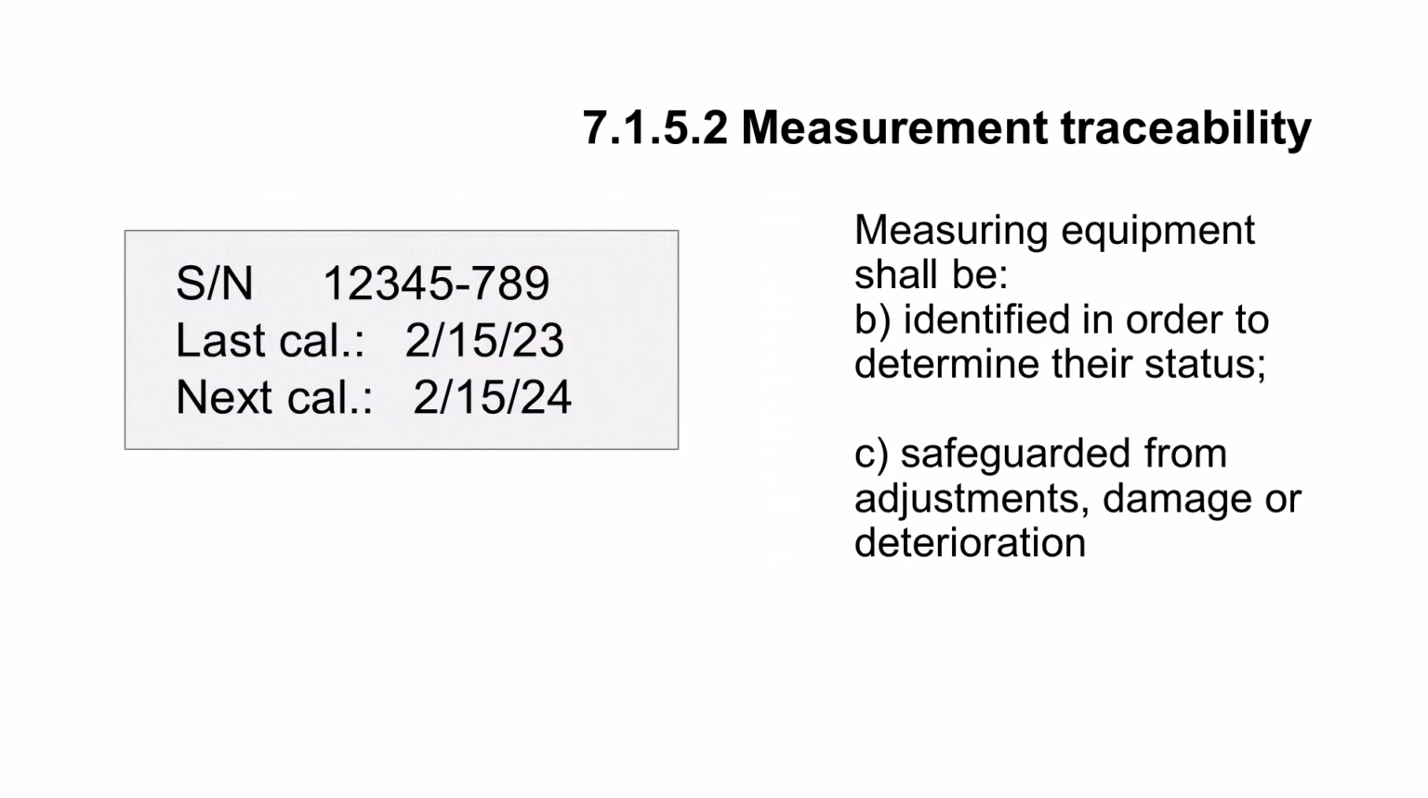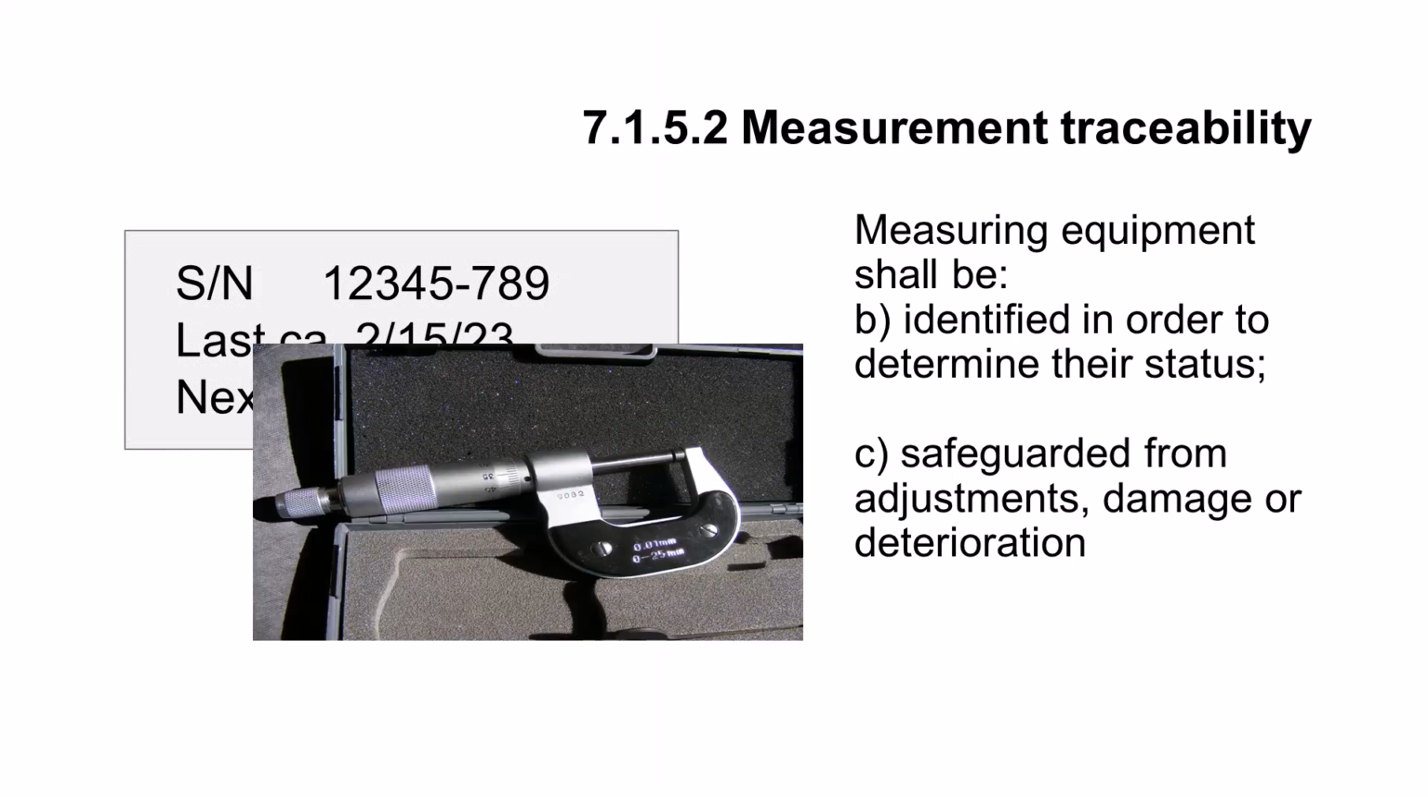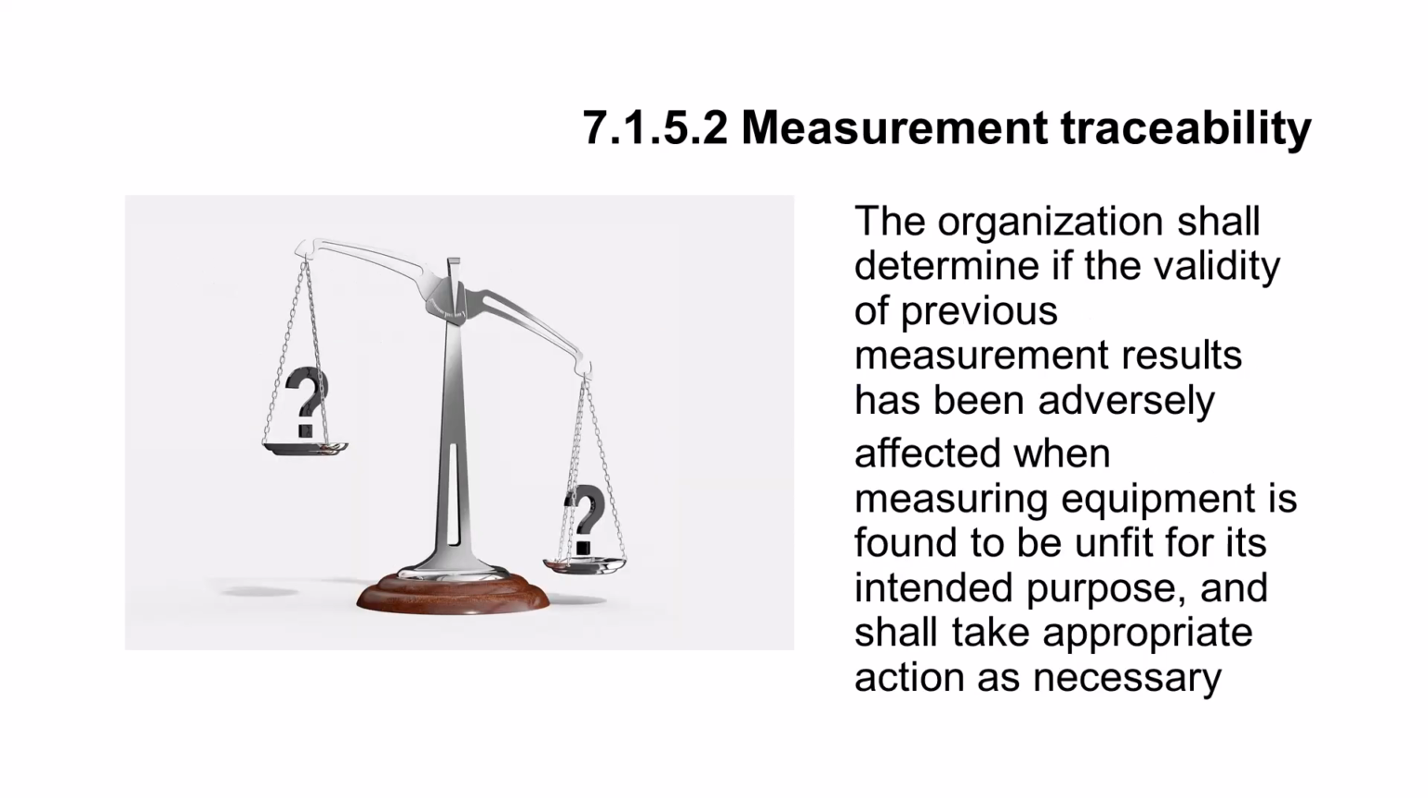The standard also requires that companies identify measuring equipment to demonstrate their status and safeguard it from adjustments, damage or deterioration that would invalidate the calibration status and subsequent measurement results. The following requirement states that the organization shall determine if the validity of previous measurement results has been adversely affected when measuring equipment is found to be unfit for its intended purpose and shall take appropriate action.